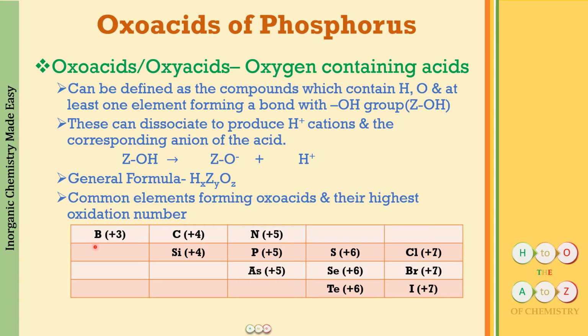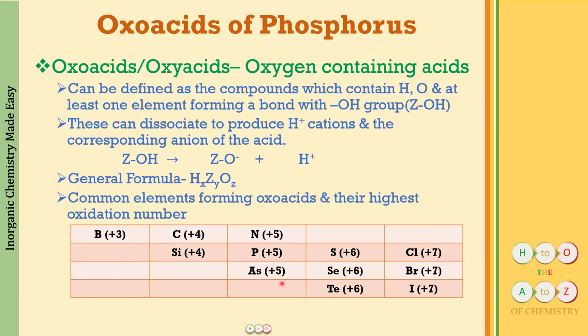For example, boron, this is what group? This is the 13th group of the periodic table. So 13 minus 10 for the d block elements, you are going to get 3. So boron has 3 valence electrons and it is going to have the highest oxidation number to be +3. Similarly, the carbon family, group 14 minus 10, 4 valence electrons, highest oxidation number is going to be +4. Similarly, nitrogen, phosphorus, arsenic, 15 minus 10 would be 5.